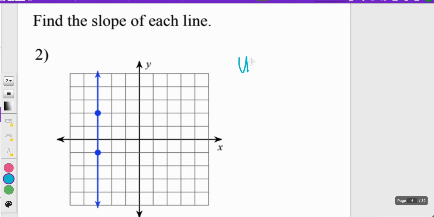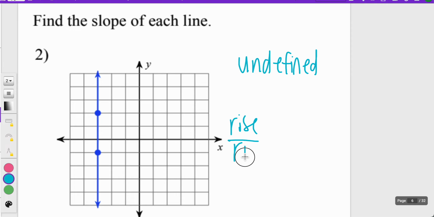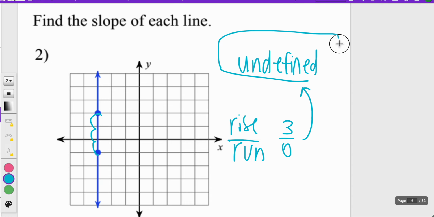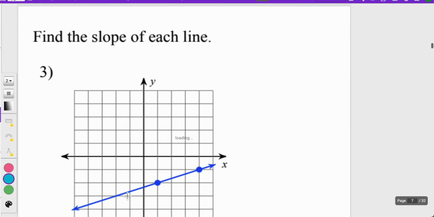This slope is called undefined because it is a vertical line. If you wanted to try your rise over run here, your rise is 1, 2, 3, but your run is 0, which gives you an error message if you try to divide that. We can't divide things by 0, so that has to be undefined.